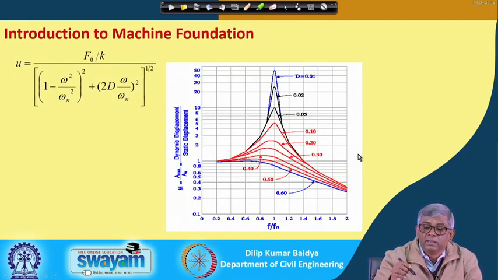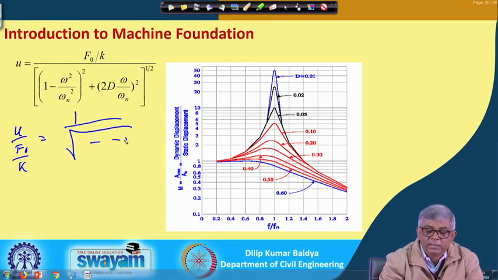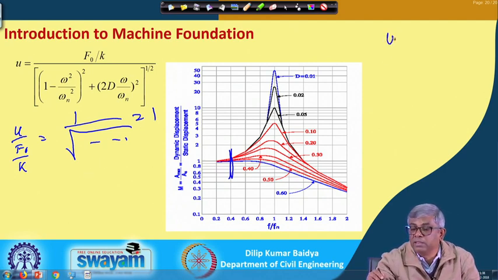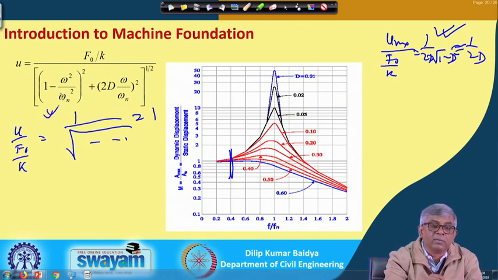You can see here that when it is a constant force system, this is the expression: u over f naught by k equals under root of this quantity, and when the frequency is very low, this becomes 1. That is one observation. Another is u max over f naught by k equals 1 over 2d under root 1 minus d square, which is nothing but 1 by 2d. This is one observation, this is another observation.